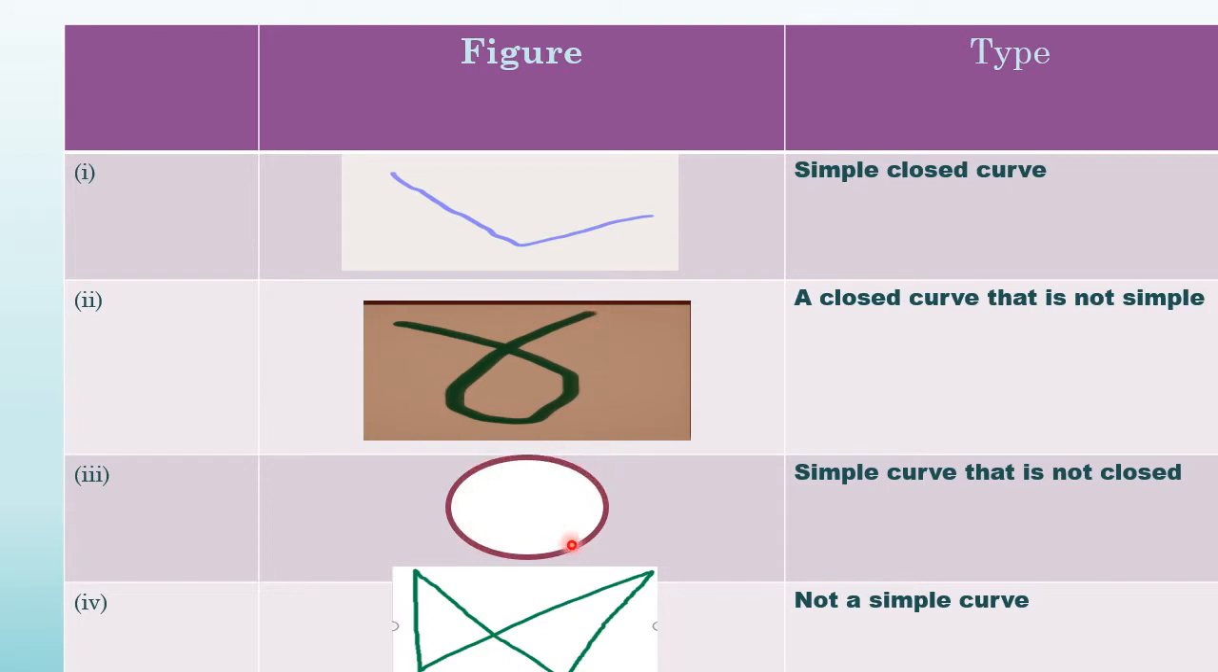What about this? There are no open ends. The whole curve is closed, but no lines are crossing each other, hence it is simple. This is a simple closed curve. And what about this? See, these two lines are crossing each other, hence it is not a simple curve, but it is closed. So it will come under a closed curve that is not simple. It is closed but not simple because of the crossing lines.